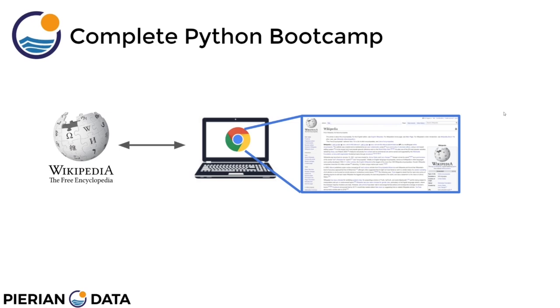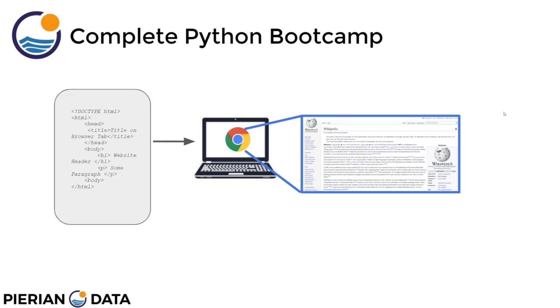But really, what Wikipedia is returning is code, such as an HTML document, which stands for Hypertext Markup Language. And this is special code that your browser is able to read and understand in order to display something that looks nice for a human to read.